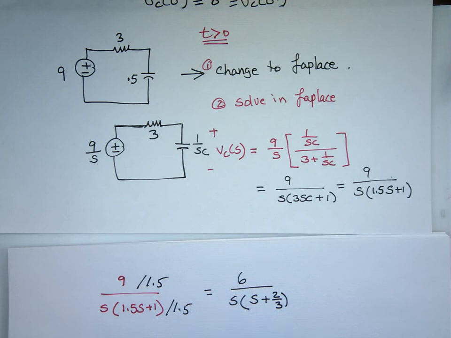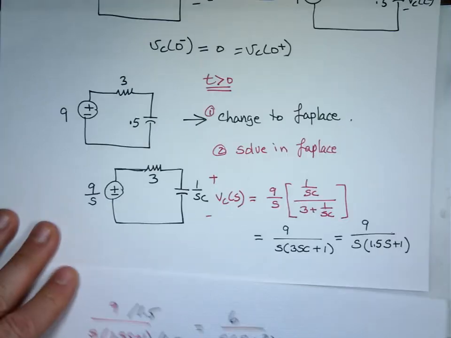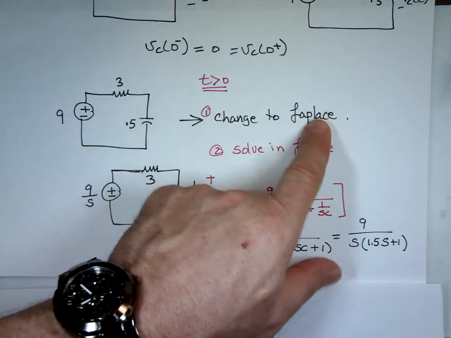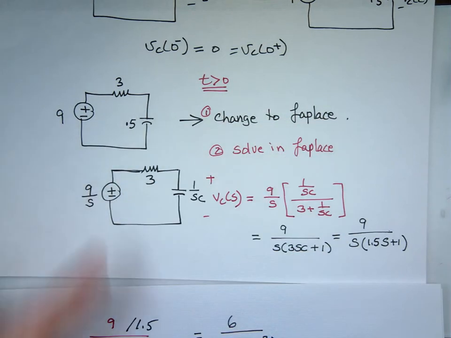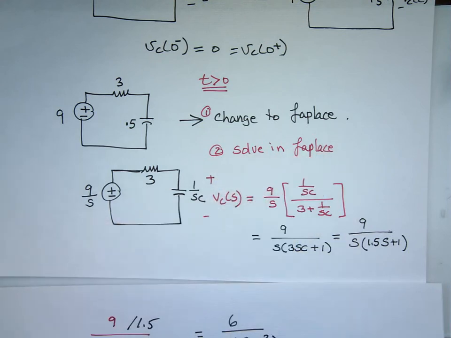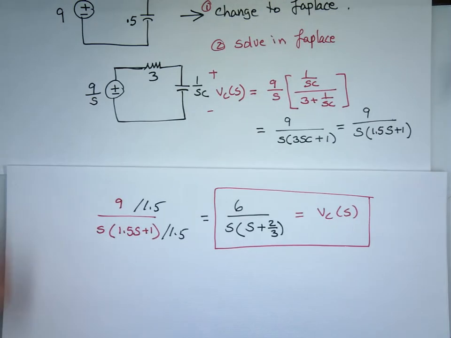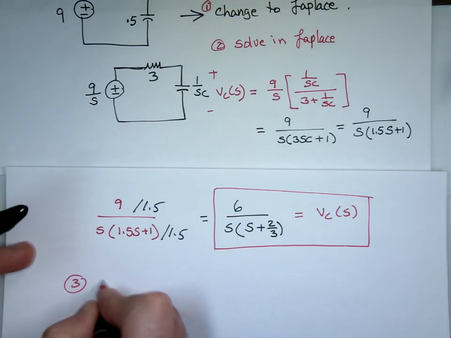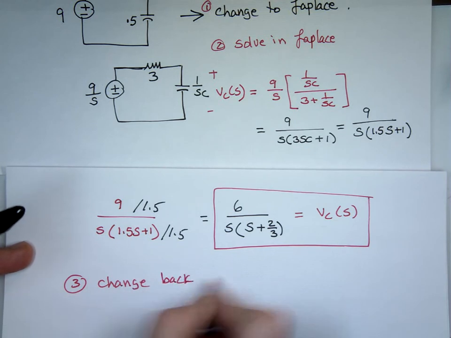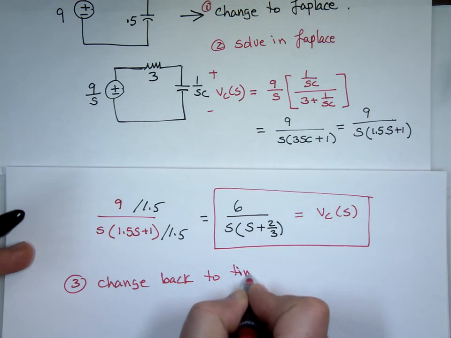Remember the 3 steps from a long time ago when we started talking about Laplace? We said we take our circuit from time domain and change it to Laplace. That's step number 1. Step number 2, we take that circuit and solve it in Laplace, which we did. I just solved in Laplace. That's the voltage across the capacitor as a function of s. That's the result of step number 2. And step number 3 is what? Change back to time domain.